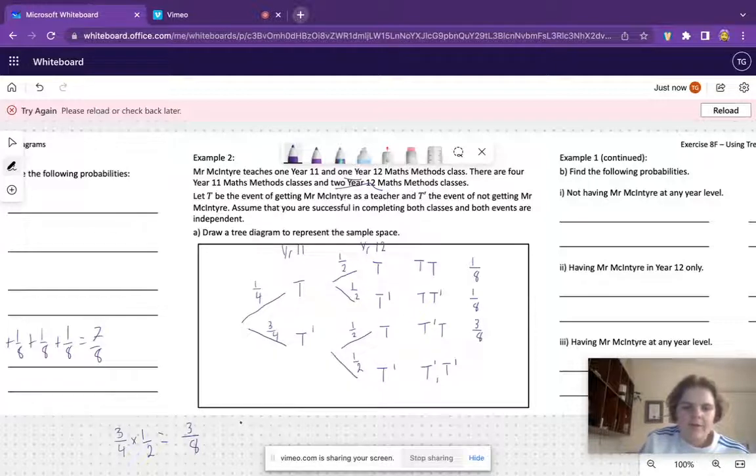And now we've got 3/4 times a half. Now, in this case, we don't need to simplify, but if you can cancel any common factors here before you multiply your fractions, it's a good idea. Keep the numbers nice and small. Good skill to practice for our calculator-free exams. And then again, it's 3/8.